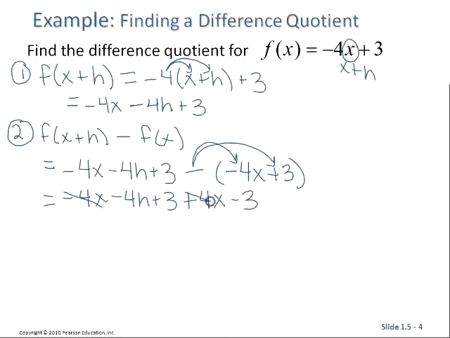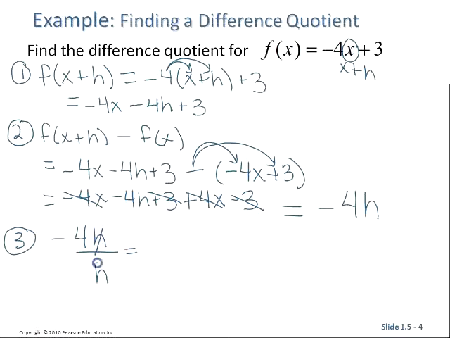At this point, we should be able to get rid of some terms. Negative 4x plus 4x is 0, and 3 minus 3 is 0. So we end up with just negative 4h. The last step will be to take negative 4h and divide it by h. The h's will cancel, leaving us with negative 4.